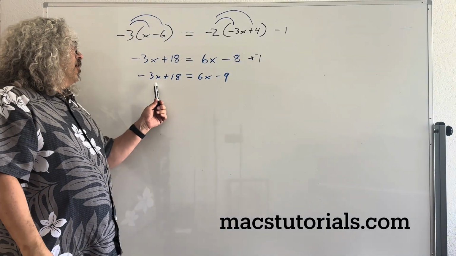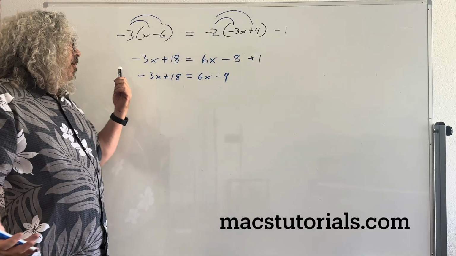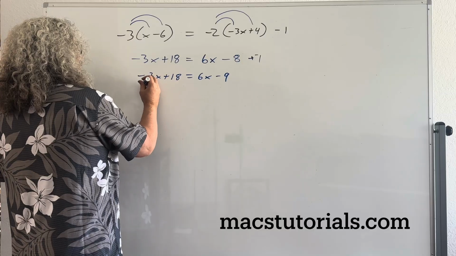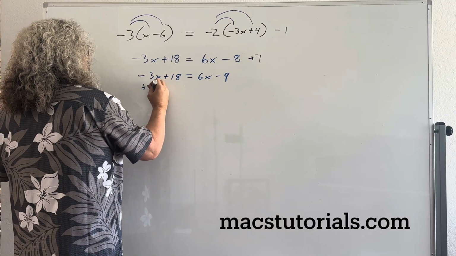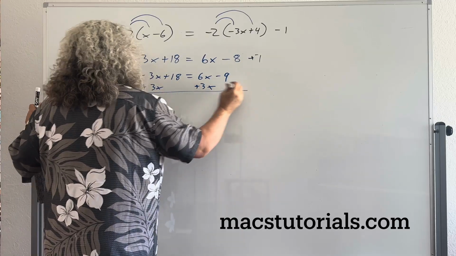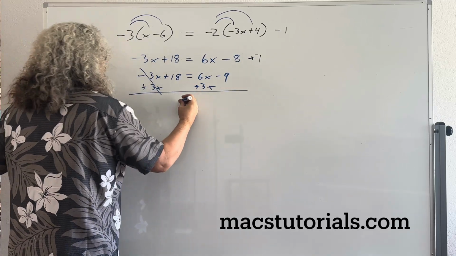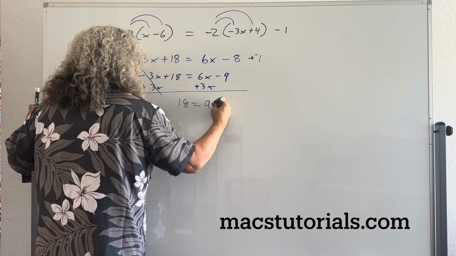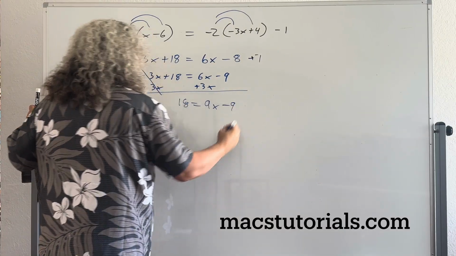Okay, now I've got letters and numbers on both sides. And so we talked about that in another video. So what I'm going to do here is I'm going to go plus 3x, plus 3x. Remember, I could have made different choices, but that's the choice I made. Okay, I'm going to be left with 18 equals 6x plus 3x is 9x minus 9.